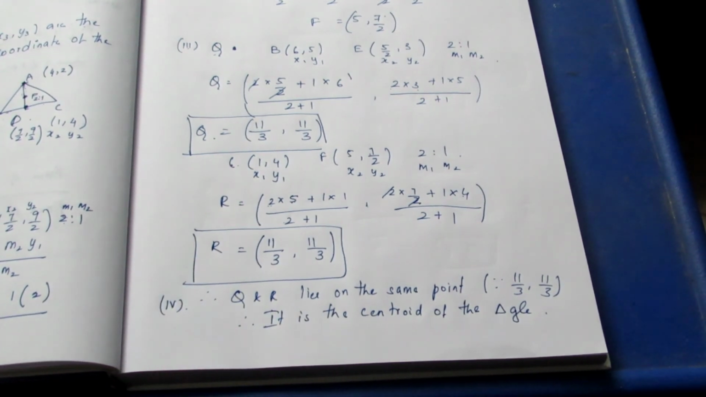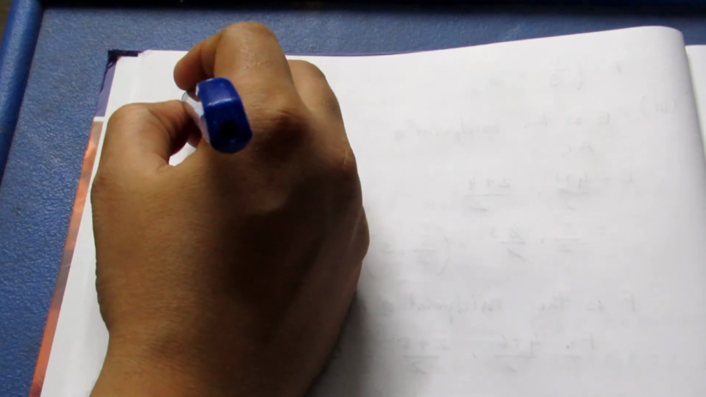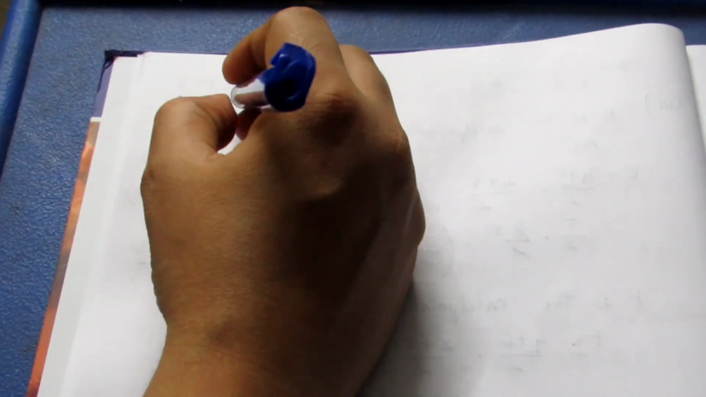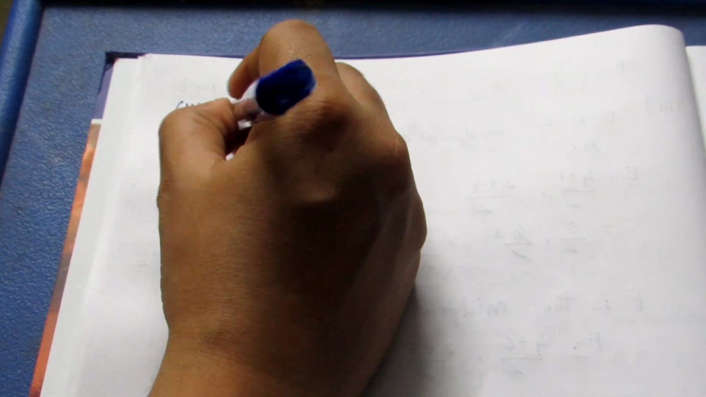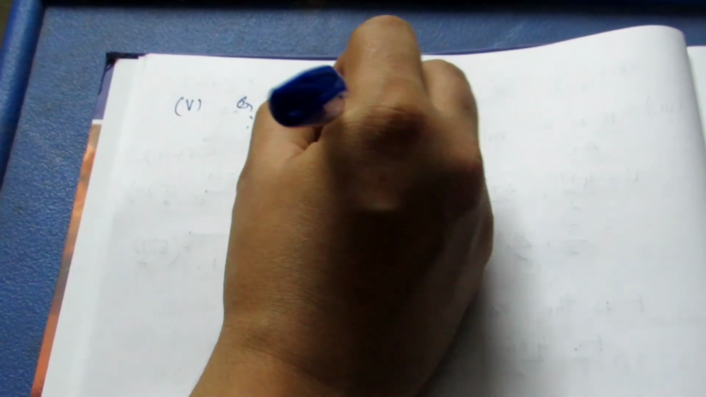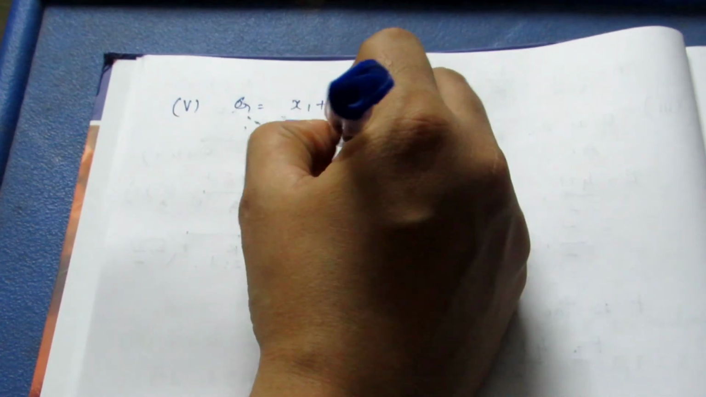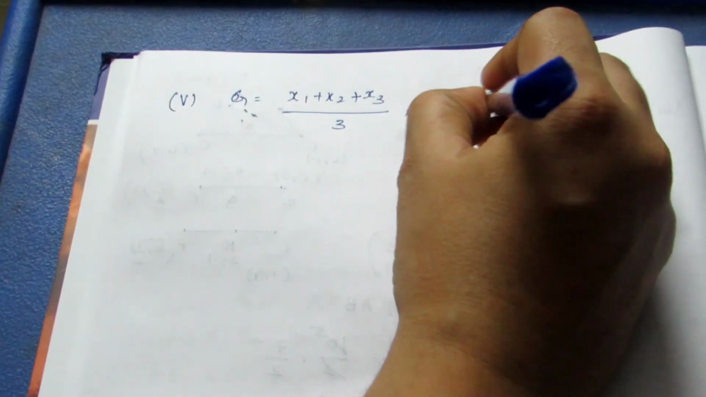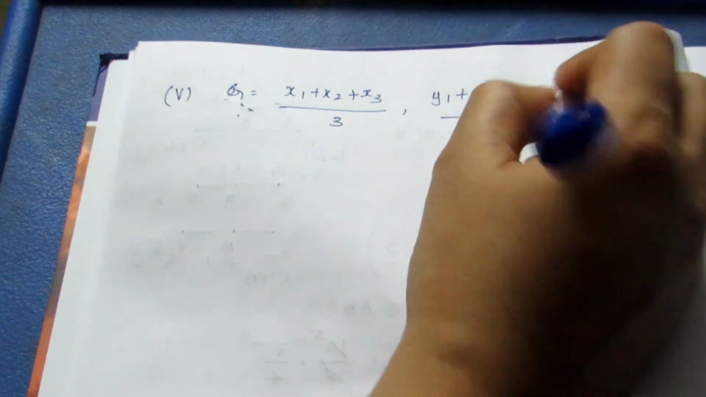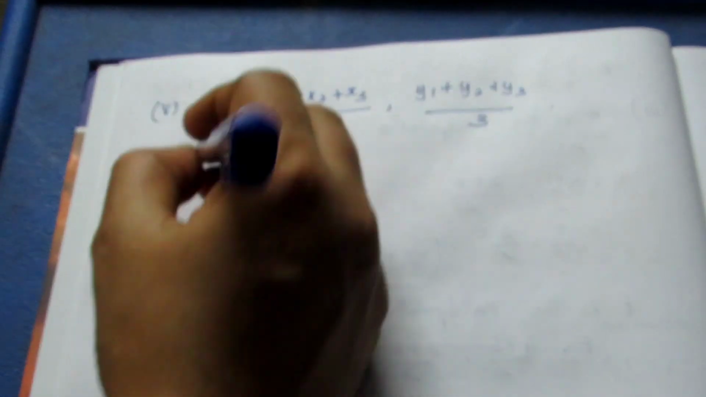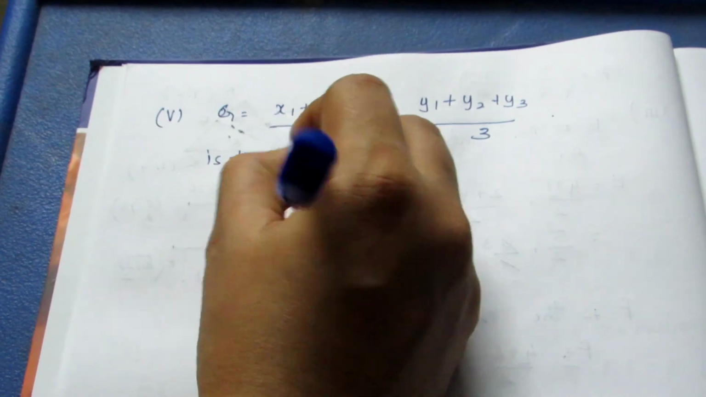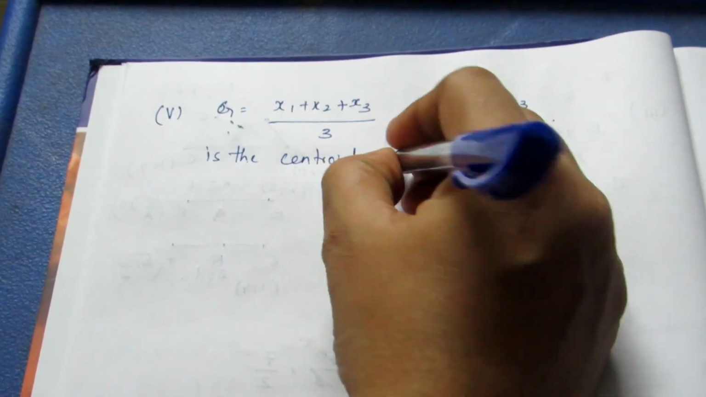Now we'll move on to the fifth subdivision. If A is x1, y1, B is x2, y2, C is x3, y3, the vertices of the triangle ABC, we can directly substitute in the centroid formula. Instead of finding it step by step, we can directly substitute in the centroid formula: G is x1 plus x2 plus x3 by 3, comma, y1 plus y2 plus y3 by 3. This is the centroid formula, giving the centroid coordinates.